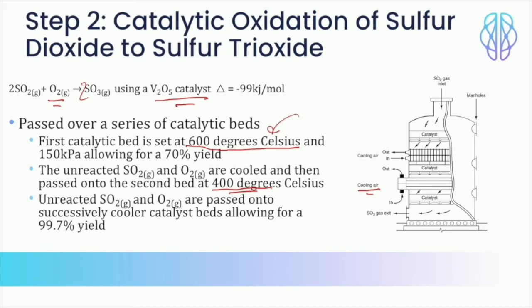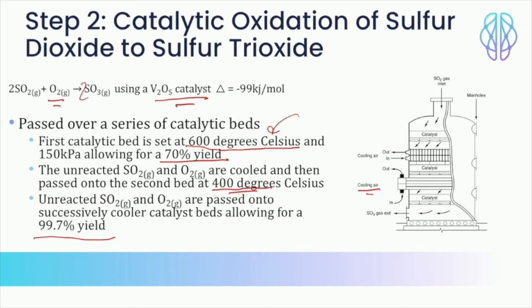So the catalyst works best at 600 degrees Celsius. Progressively, as it's cooler and cooler and cooler, we can use Le Chatelier's principle to maximize our yield. And that's how we get from a 70% yield on the first bed to a 99.7% yield at the final bed. This is because as it's cooling down, it's a change that you've imposed on a system that's in equilibrium at each step, right?